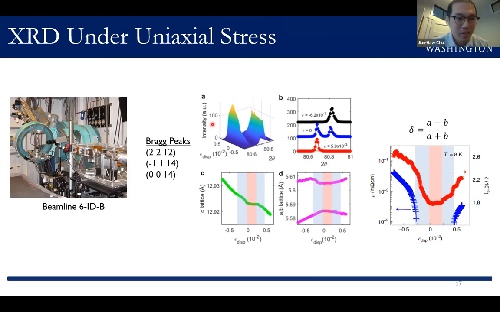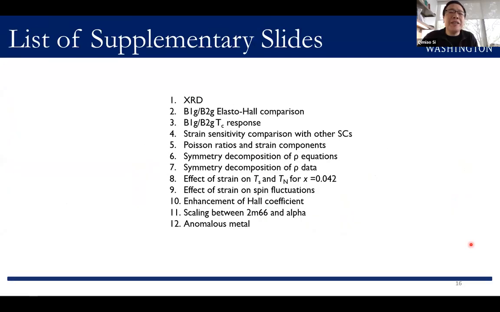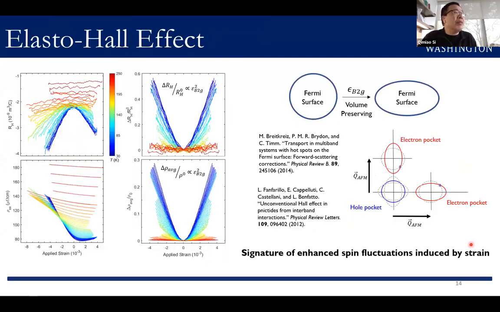Chunbyao has a question. I have a very short question. I may have missed something, but I found this Hall response to be very intriguing. With longitudinal resistivity, you have the elastoresistance, which is very large. With the Hall coefficient, can you define the analog of that quantity?